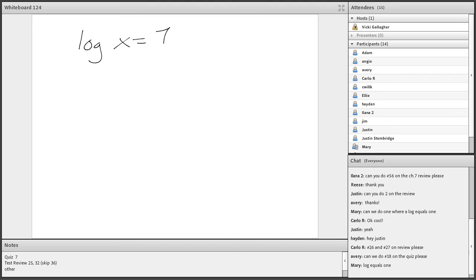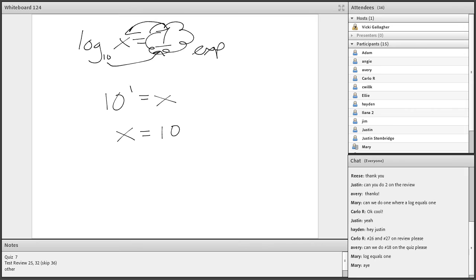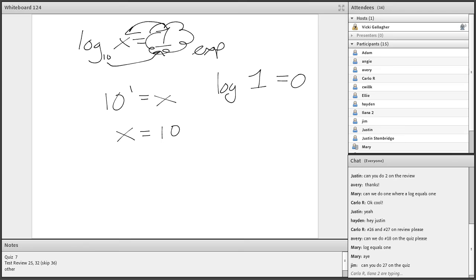Like log of x equals 1? Because that you just put like a little 10 down here and you do 10 to the power of 1 equals x. And then that's just 10. So you have to remember that the thing that's on the other side of the equal sign turns into your exponent. So when a log is equal to 1, that just means that your exponent is going to be 1. Now log of 1, that is always equal to 0, because the exponent that changes everything to the number 1 is the exponent of 0. So if you have a log and then the number 1 is right next to it, that will always have an answer of 0.